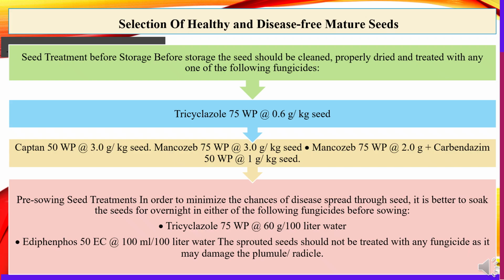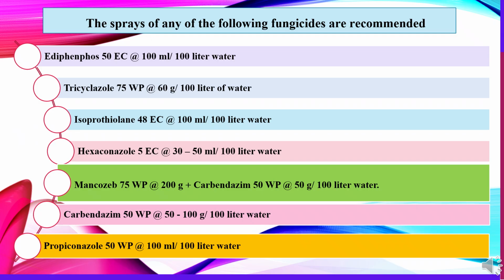3. Pre-sowing seed treatment. To minimize seed-borne disease transmission, soak seeds overnight in one of the following solutions. Tricyclazole 75 wettable powder at 60 gram per 100 liters water. Edifenphos 50 emulsifiable concentrate at 100 milliliters per 100 liters water. Important, do not treat sprouted seeds with fungicides, as this can damage the plumule or radicle. Sprays of any of the following fungicides are recommended to control the disease in paddy.